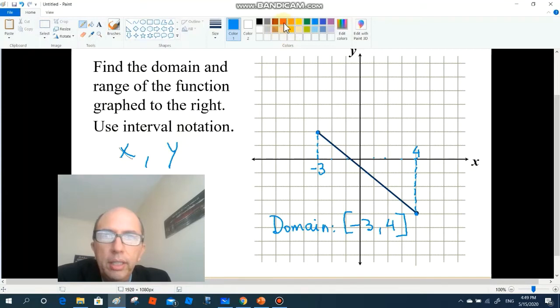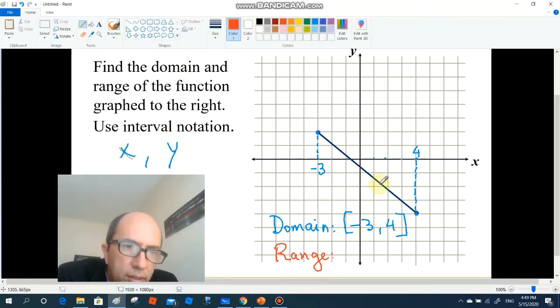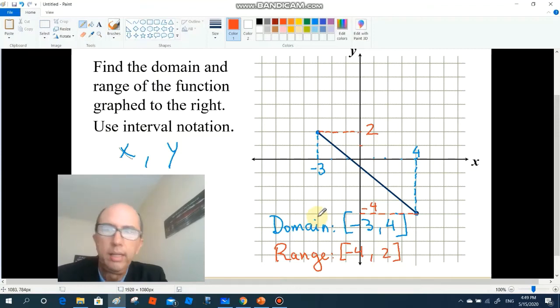And what about the range? Range is y. So let's check y. The range is going to start here. And this is -1, -2, -3, -4. Okay. And we'll end here on 1, 2. So the range is -4 to 2. That's how, given a graph, you find the domain and the range.